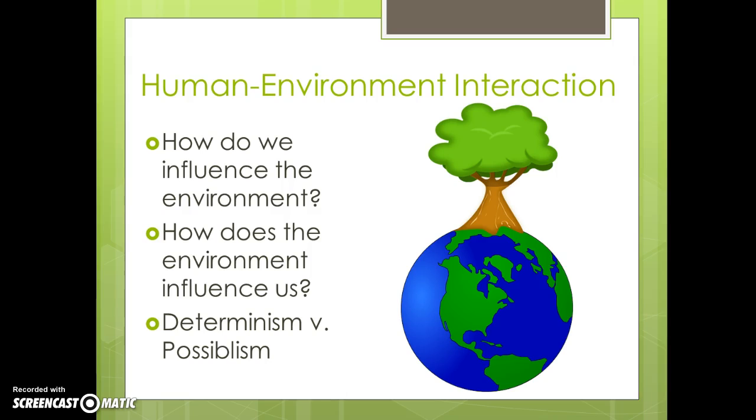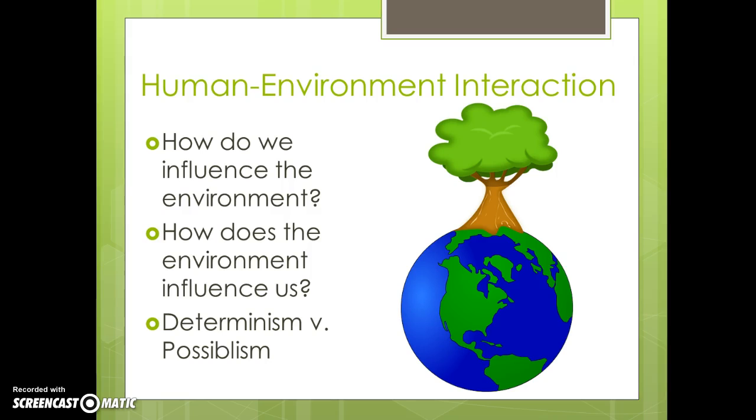There's an old school one called determinism, and that basically says that what's available in the environment limits what the culture will develop and how well it will develop and how advanced it will be. It's determinism. We don't like that one anymore. We find that a little bit limiting.